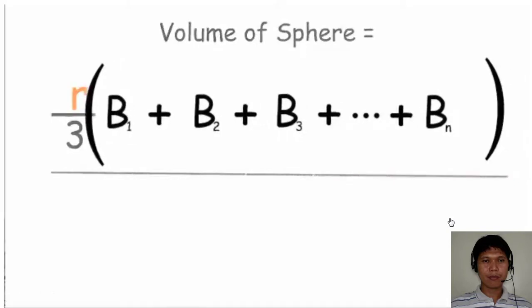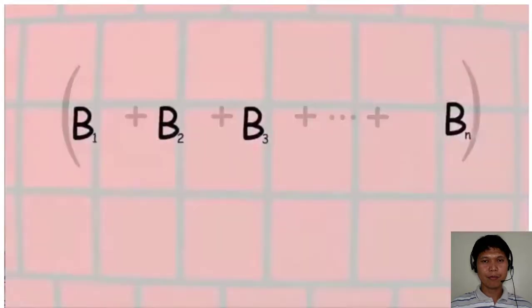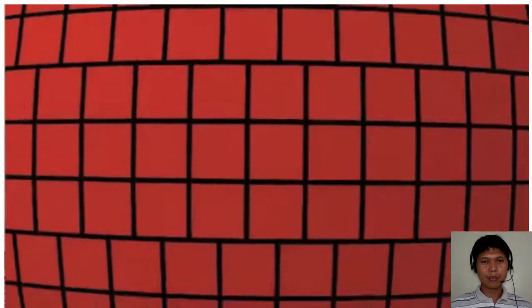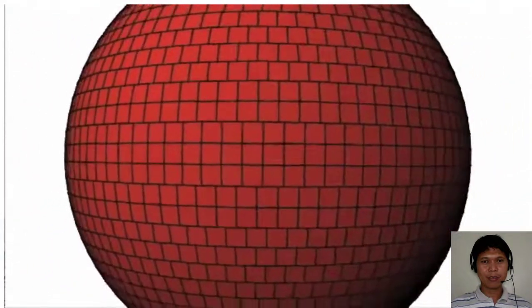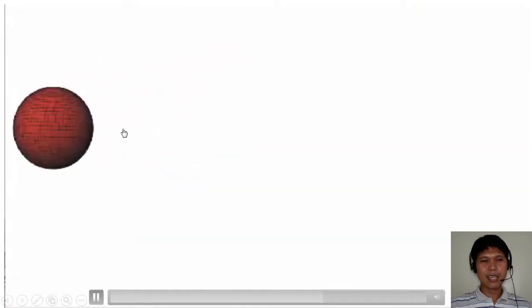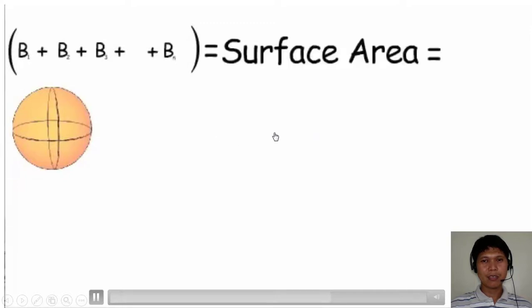So now let's concentrate on the sum of all bases, and remember, these are the bases of the pyramids that make up this sphere. And as you can see, the bases actually form the surface area of the sphere. Yan, surface area kasi yan lahat. So the sum of all bases is equal to the surface area, which is equal to 4 pi r squared. Yan, 4 pi r squared.